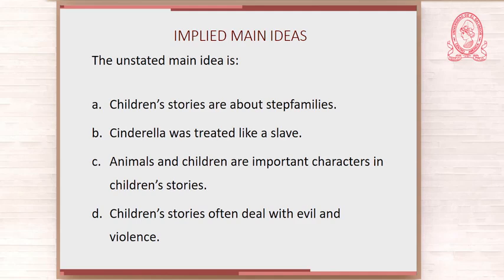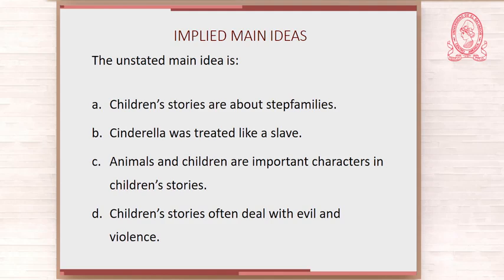With these ideas in mind, let's examine the 4 answer options. Letter A. Children's stories are about step-families. Only 2 of the details of the paragraph are about step-families. So, answer A is too narrow to be the main idea. Also, it is not surprising. Letter B. Cinderella was treated like a slave. Only 1 of the details in the paragraph is about Cinderella. So, answer B is too narrow to be the main idea.